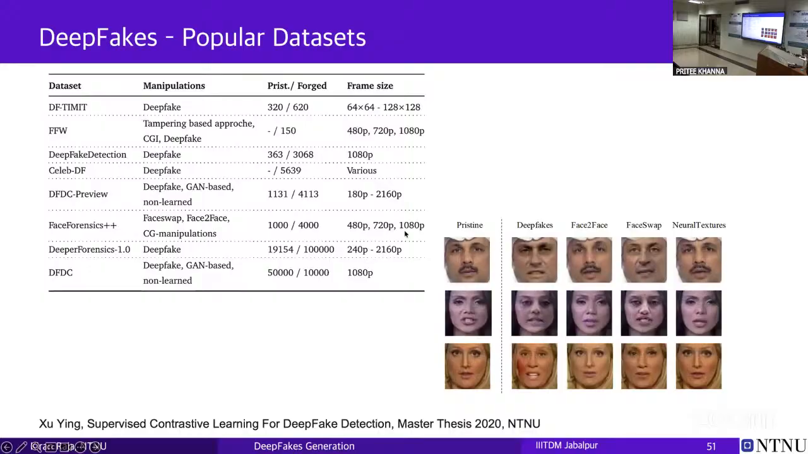Just before we start with the exercise, let's take a look at what kind of data sets are available. There are a number of popular data sets available. This was a snapshot taken a couple of months ago. So we have TIMIT, which is a data set based on deepfakes, and then FFW.